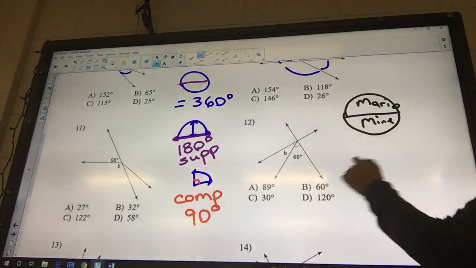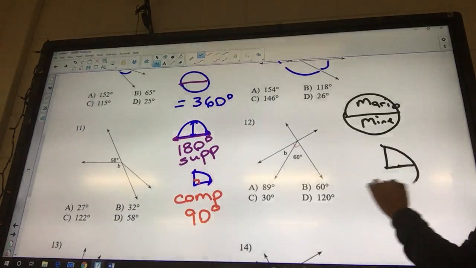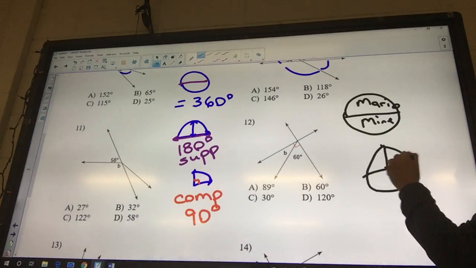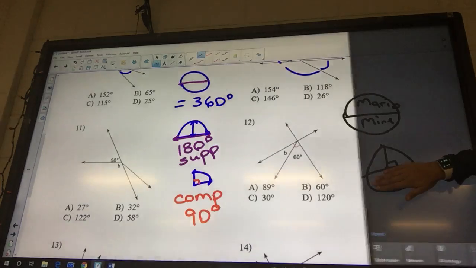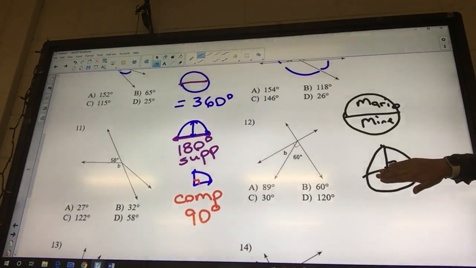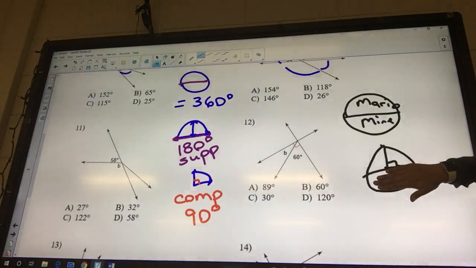Okay, and so if we have a full circle and we split it, and we know that this one is a right angle, and we're just looking at this, me and Mario again are going to split a pizza, a half of a pizza at that. How much does he get? A half of a half. 90. So if this one is 90, how much do I also get? 90.